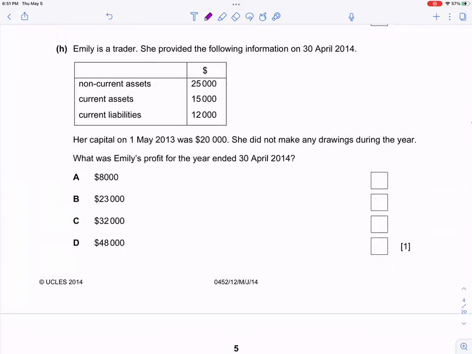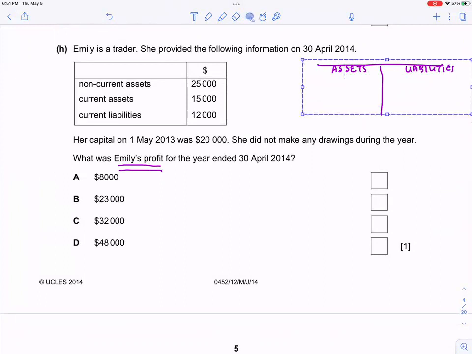Look at this and try to find Emily's profit. For this, you can make a sample balance sheet. You can have all your assets in one place and all your liabilities in one place. I normally write liabilities on the left and assets on the right.